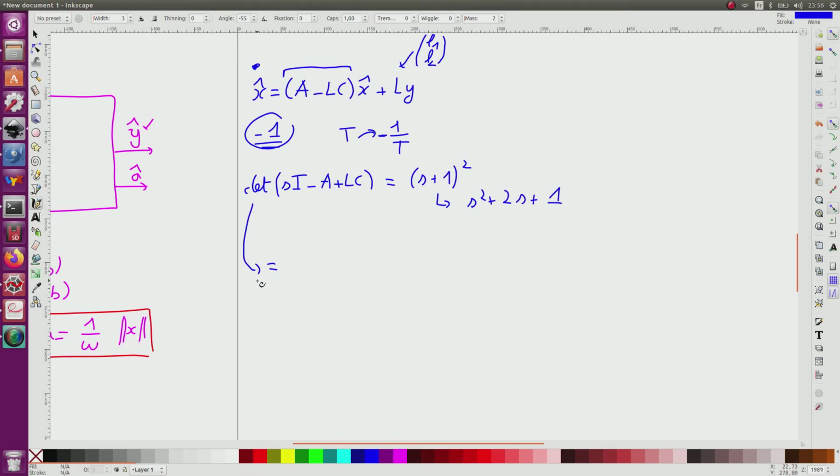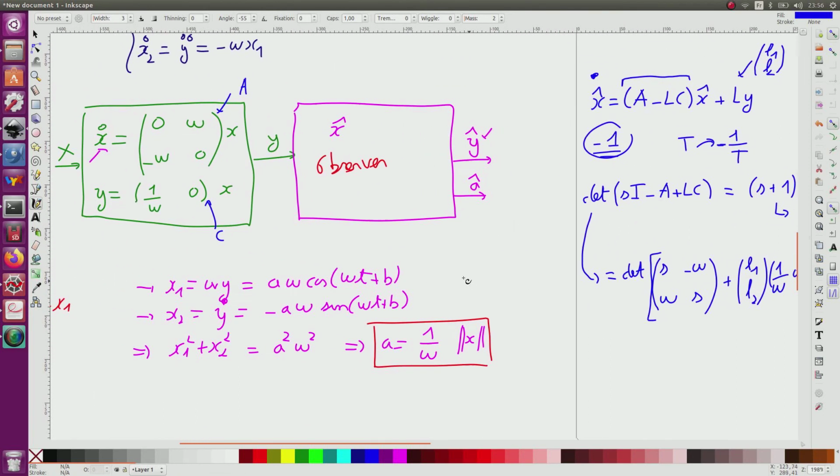This one is equal to the determinant of, so here I will have sI, so sI is s minus omega, so it corresponds to sI minus A, plus LC, so plus L1, L2, so this one corresponds to L, multiplied by C, and C is 1 divided by omega, 0, as we have seen here. Okay.